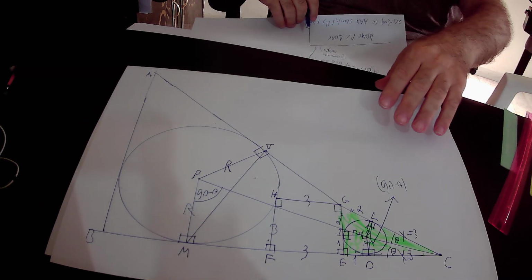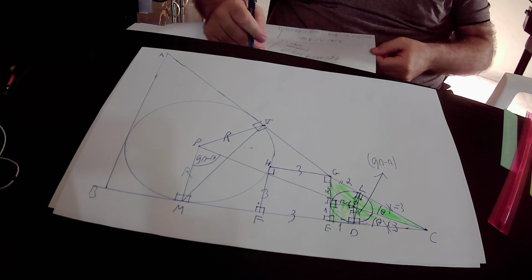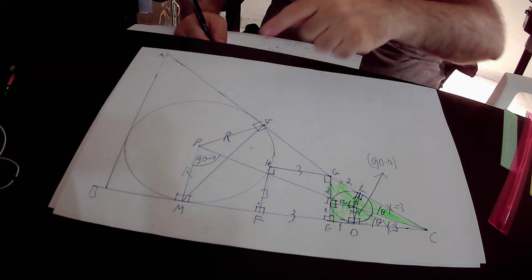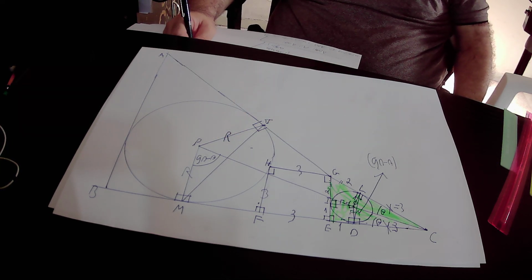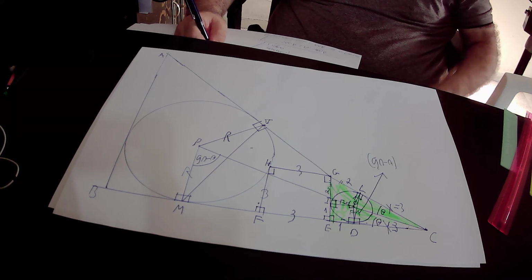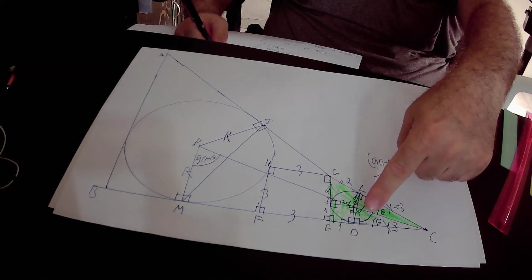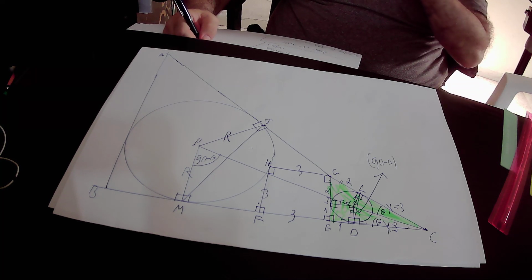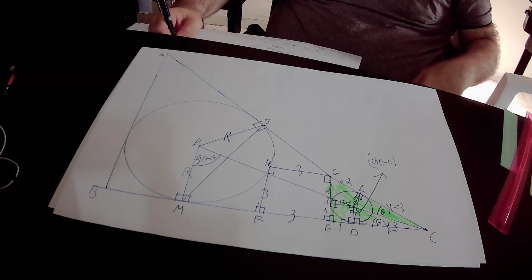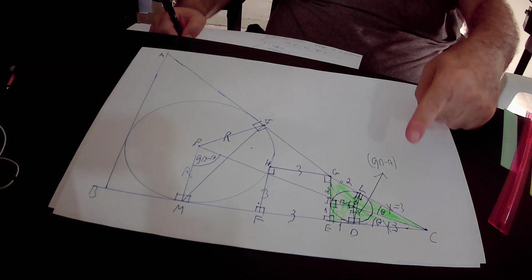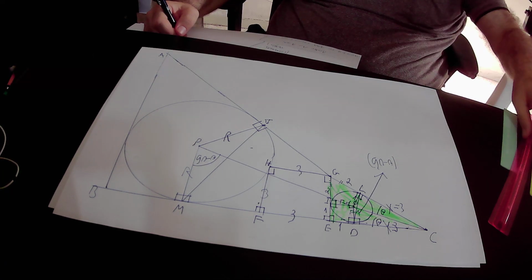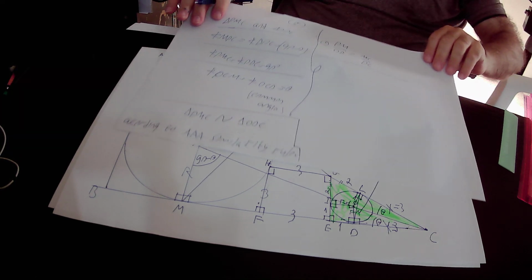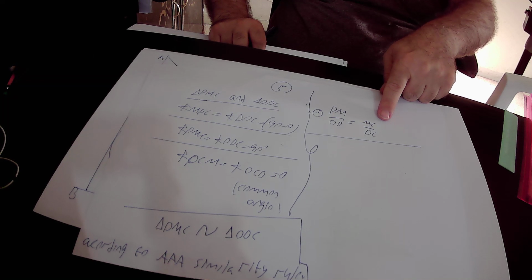And from the fact that those two triangles are similar to each other, we conclude that the following relationship exists between their sides: PM in the big right triangle over OD in the small right triangle is equal to MC in the big right triangle over DC. Again, PM over OD equals MC over DC.